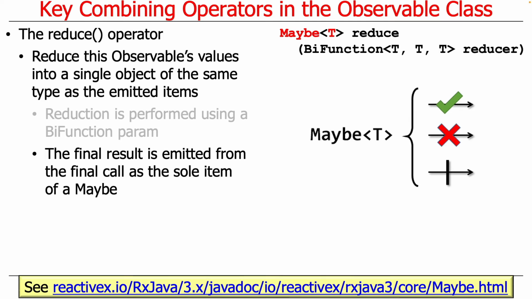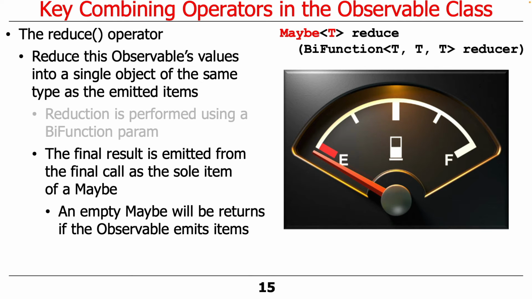The final result that comes out of this is a maybe. And a maybe, as the name implies, either has a value, has an error, or may not have anything. And the reason for this is that if the observable emits no items, then an empty maybe will be returned. So this should say if the observable emits no items, the "no" is missing. If the observable emits no items, then an empty maybe will be returned. And that's why we use a maybe and not a single. And it's perfectly plausible not to have any items because there may not have been anything in the stream.